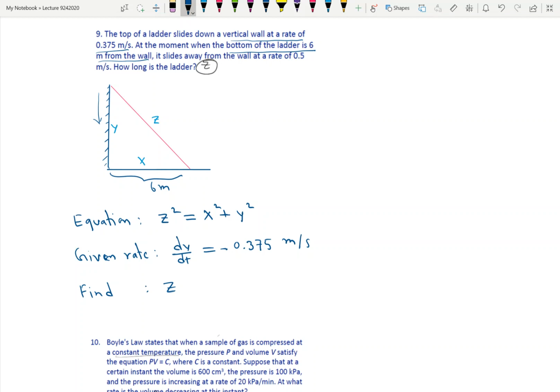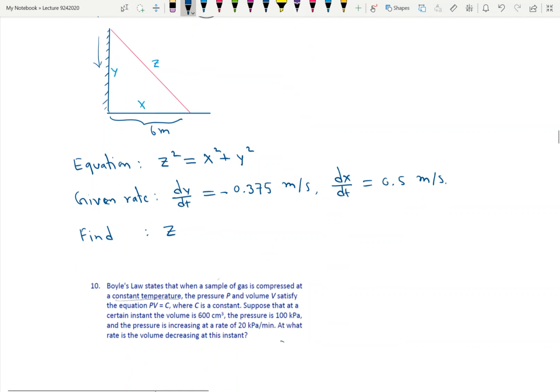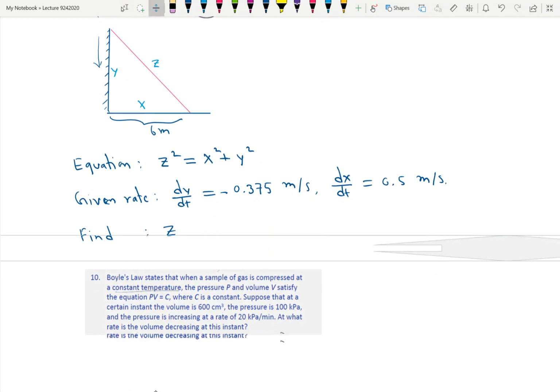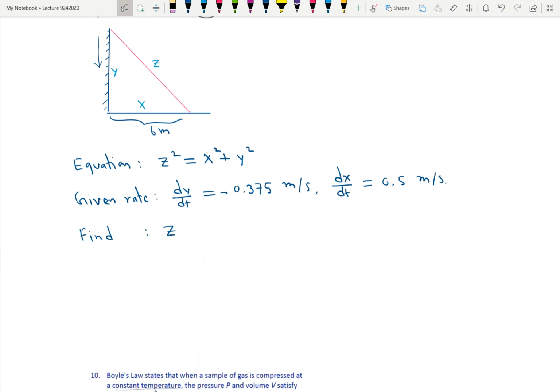We also have more information. It slides away from the wall at a rate of 0.5 meter per second. So dx over dt is 0.5 meter per second. So using this information, we need to find z. And here z is a constant because the size of the ladder cannot change.